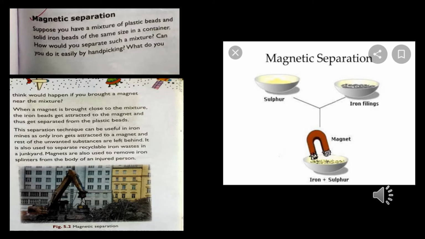One more use is given here. Magnets are also used to remove iron splinters from the body of an injured person. So if a person is injured by iron, we can use magnets to pull it out. Okay, so I think the magnetic separation part is completed. If you have any doubt, you can ask me.